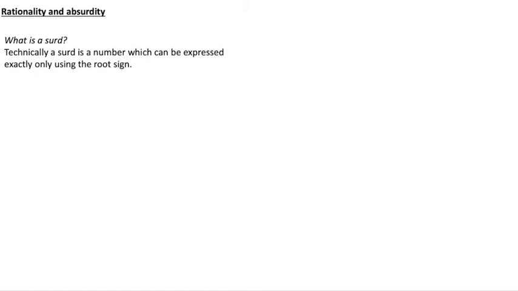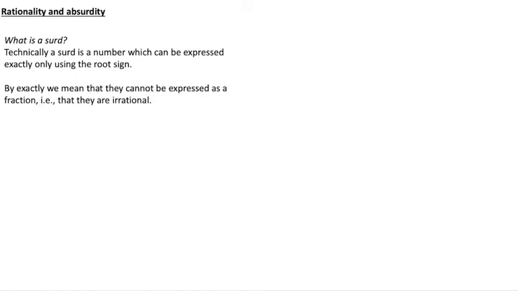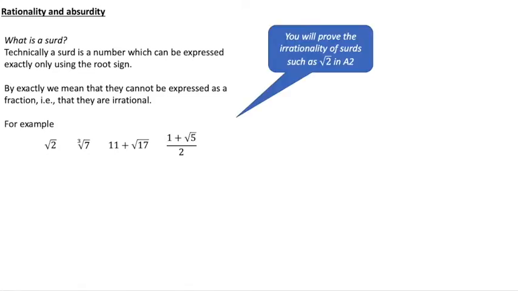Rationality and absurdity. What is a surd? Well, technically, a surd is a number which can be expressed exactly only using the root sign. By exactly, we mean that they cannot be expressed as a fraction, or in other words, that they are irrational. For example, root 2 is a surd, cube root of 7 is a surd, 11 plus root 17 is a surd, 1 plus root 5 over 2 is a special surd. You might want to look into that.